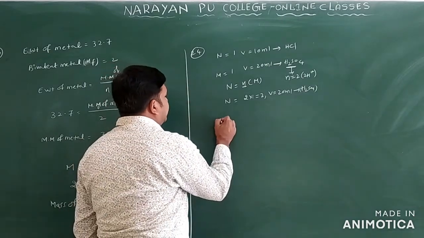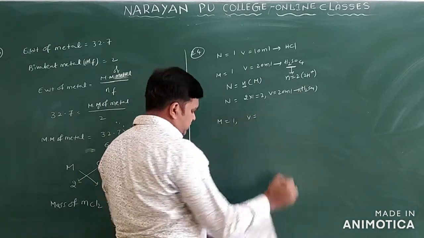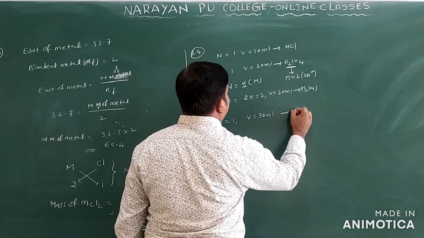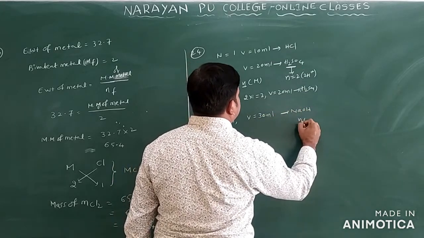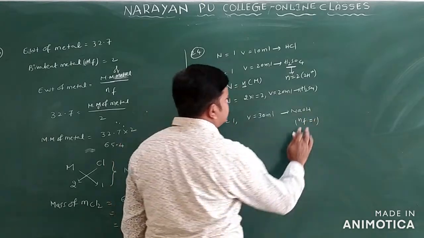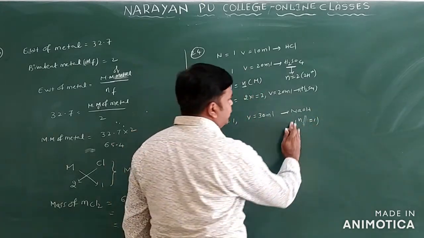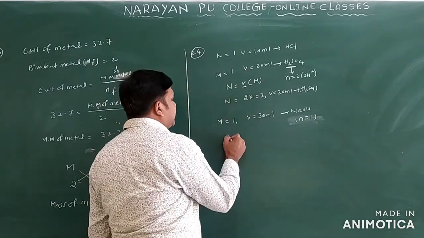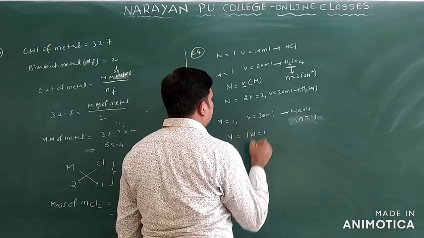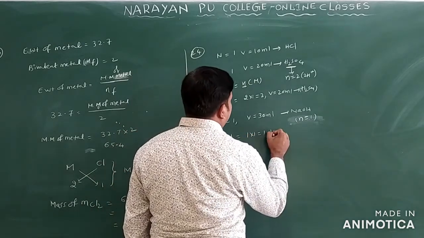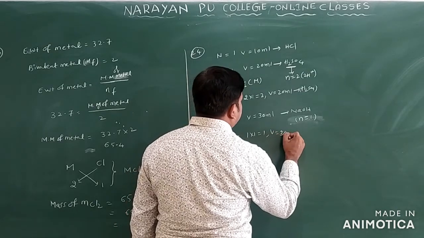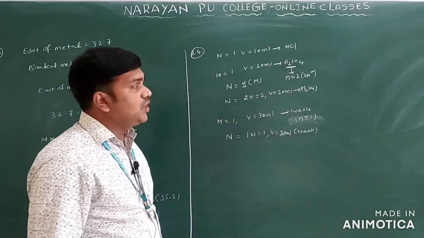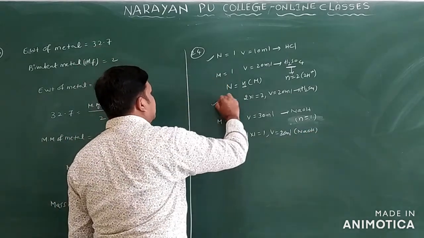Now we'll see NaOH also given. Molarity of NaOH is given 1 and volume is 30 ml. This is for NaOH. For NaOH, n factor is how much? n is equal to 1 because it gives only 1 OH minus ion. So n value is 1 only. Now we can convert this molarity into normality. So N is equal to 1 into 1, that is equal to 1 only. So normality is 1. Again volume is equal to 30 ml. This is for NaOH.